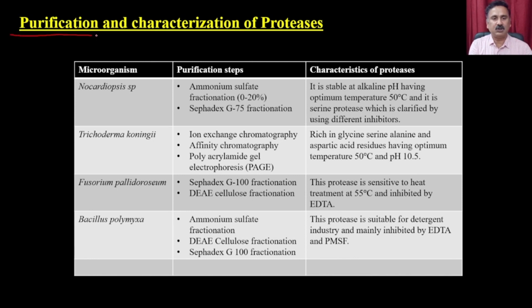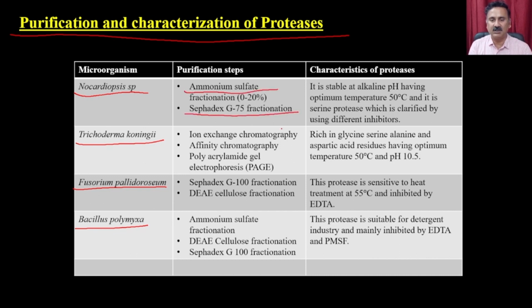Purification and characterization of the proteases. Once you have produced the protease, you can get the protease from different types of microorganisms like Nocardiopsis, Trichoderma, Fusarium, Bacillus. You can do the purification steps, like first fractionation, and then you can do gel filtration chromatography, and then you can do the characterization. When you produce the protease, you can do the enzyme assays and so on.